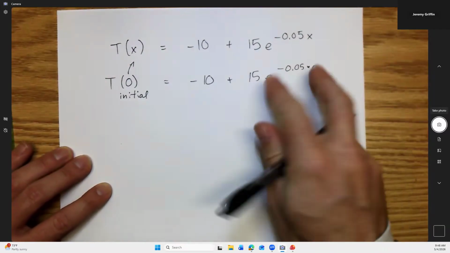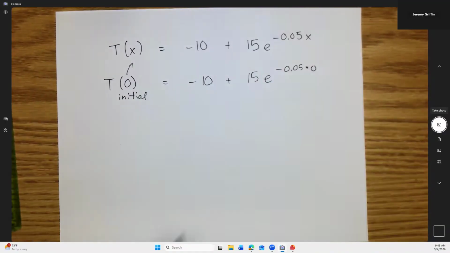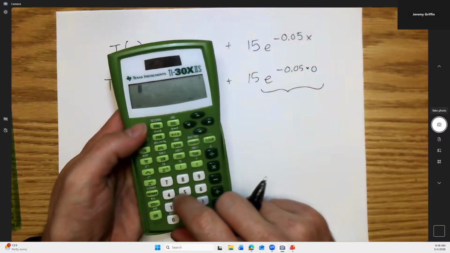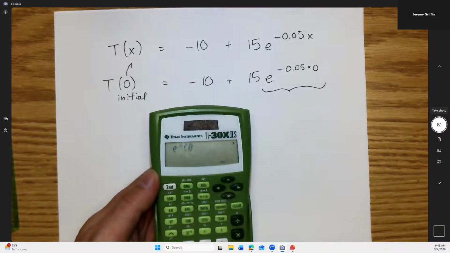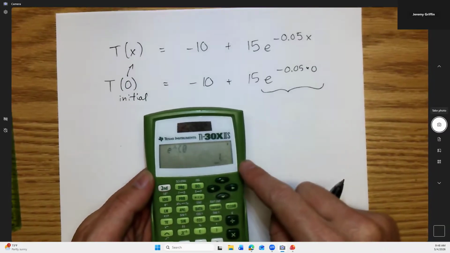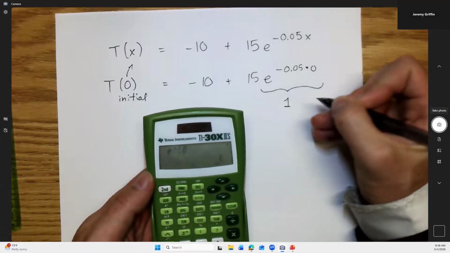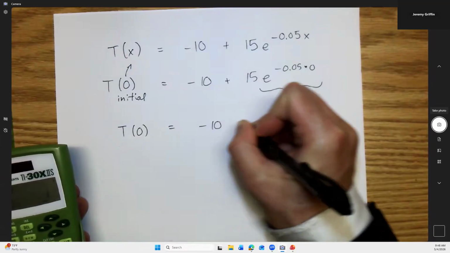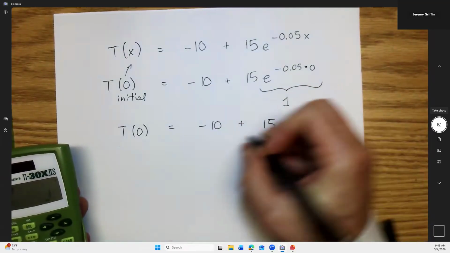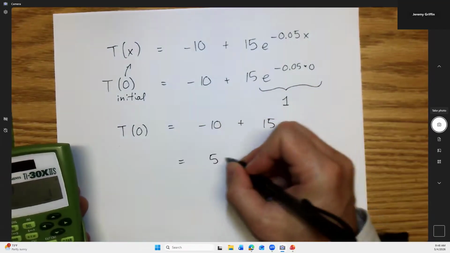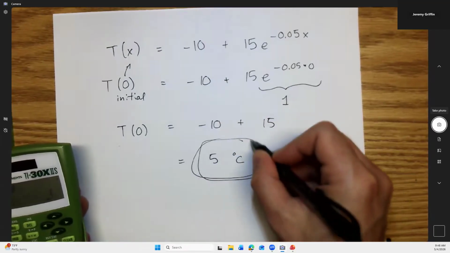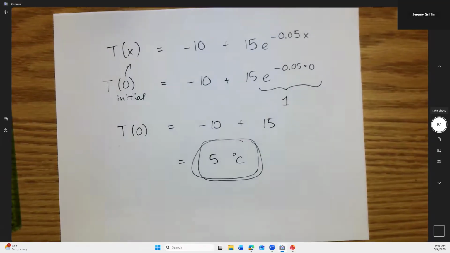Doesn't that make this whole exponent just 0? What is e to the power 0? What is anything to the power 0? 1. Yeah. Guys, watch this. e to the 0 is 1. So this is all equal to 1. So the initial temperature is -10 plus 50 times 1. I think the attached unit was degrees Celsius. So -10 plus 15.